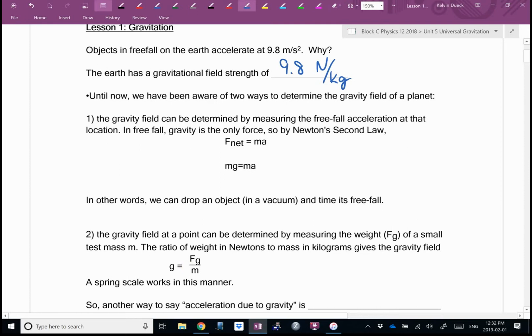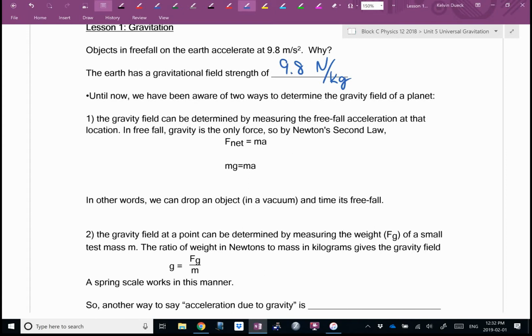I'll prove it to you. Look up, I have here a Newton scale. This is a 1 kilogram mass. If Earth pulls with 9.8 newtons on every kilogram, when I hang this on my Newton scale, it should be just below 10. It should be about 9.8, yes? Okay, so that's another way that we can measure the Earth's gravitational field strength. The Earth's gravitational field strength is 9.8 because of that.